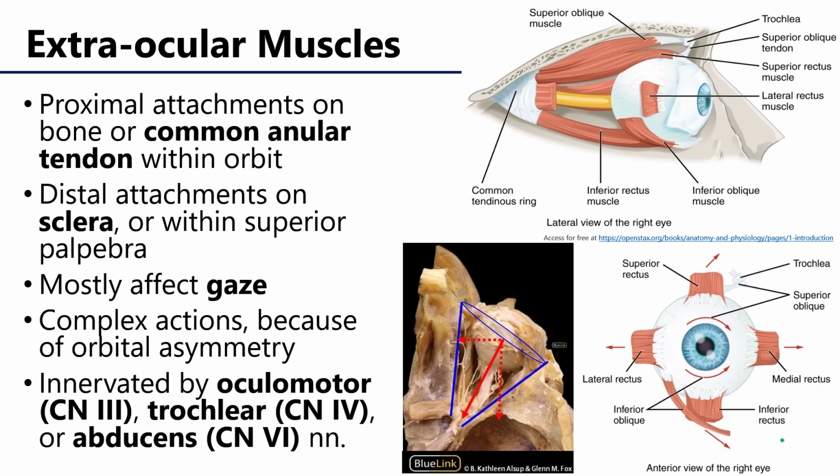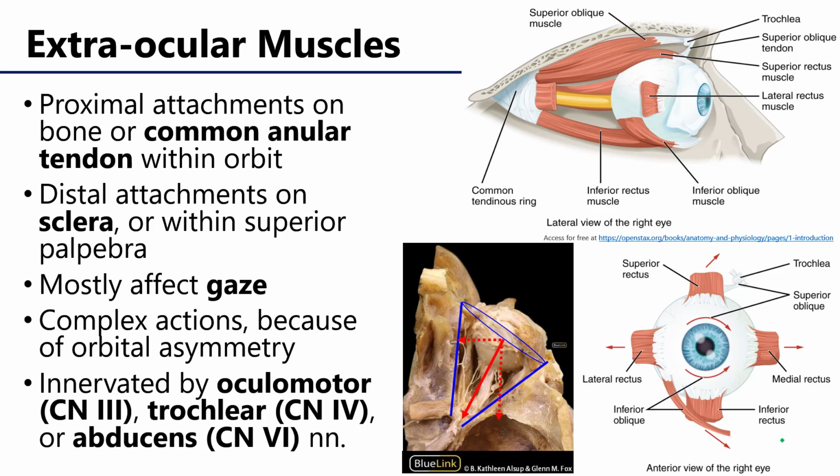Extraocular muscles are found within the orbit, and they are any muscles which are extrinsic to the eye, connecting either the bone of the orbit or a common annular tendon at the apex of the orbit to either the eye or the superior eyelid.